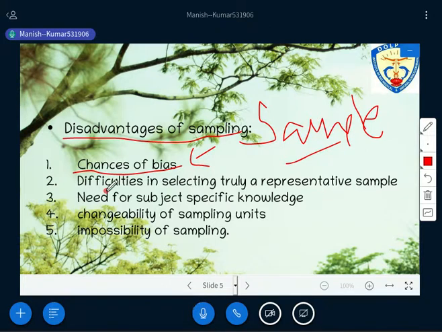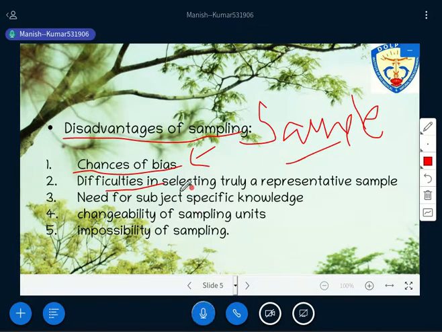Then another is difficulty in selecting a truly representative sample. This is another most difficult thing. Why? See, if it is of a homogeneous nature, things will be simple. For example, if you are going to a salt tree forest, it is different. But if it is a mixed forest, or the population is of a very complex nature, it is very difficult to select a sample which properly represents the whole area. So it is very difficult to get a good sample from there.